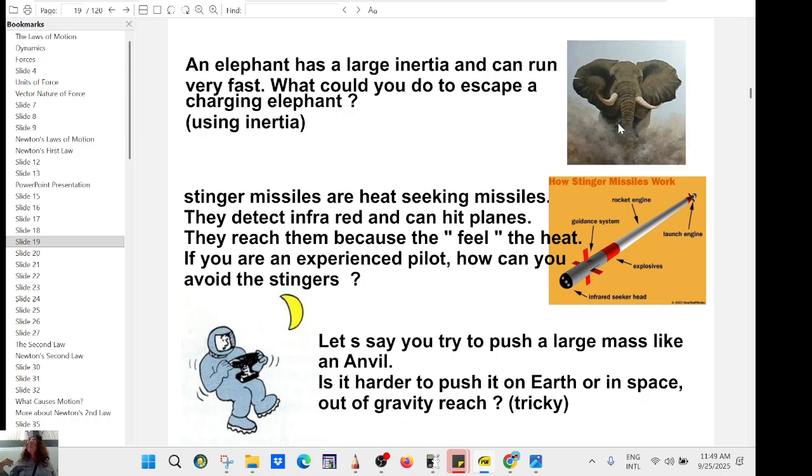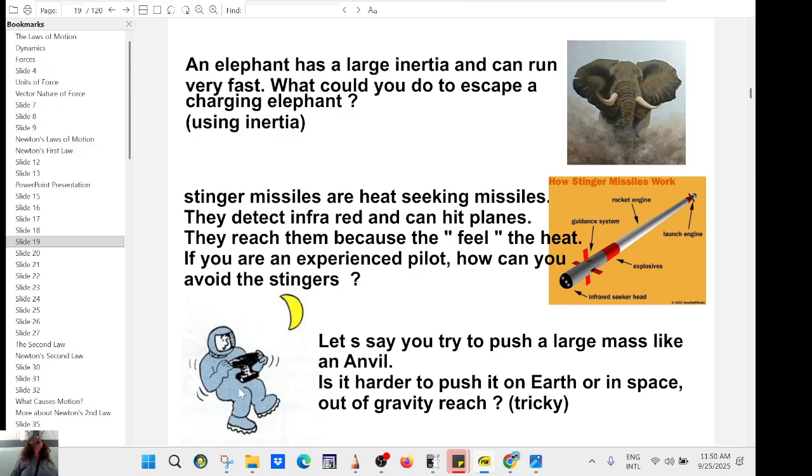You said it, right? If an elephant is chasing you and you cannot go faster than the elephant, you should go zigzag. There is something about those Stinger missiles, special missiles going after airplanes because they have an infrared sensor and they feel the heat. If they go after a drone, for example, or a small airplane, the pilot knows it has to zigzag because it's harder for the missile to always change direction. It needs a force, right?